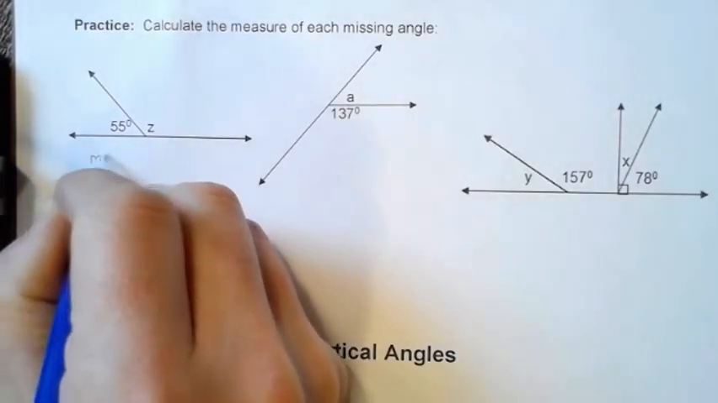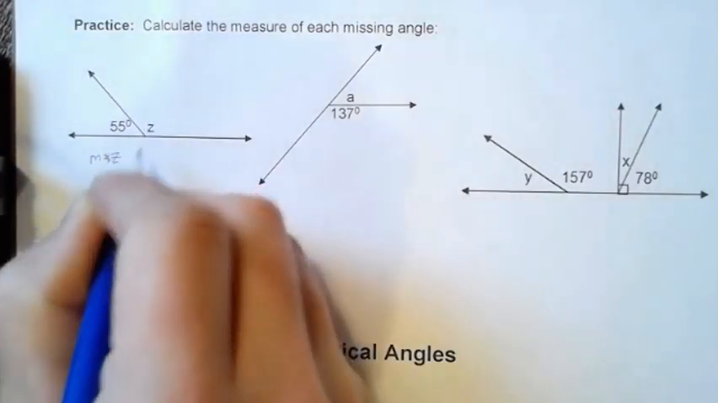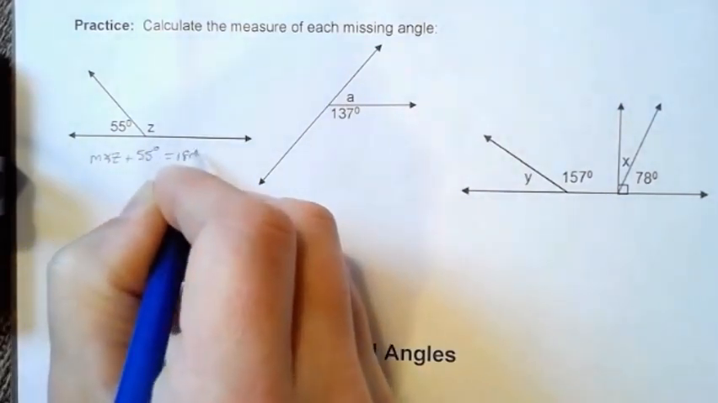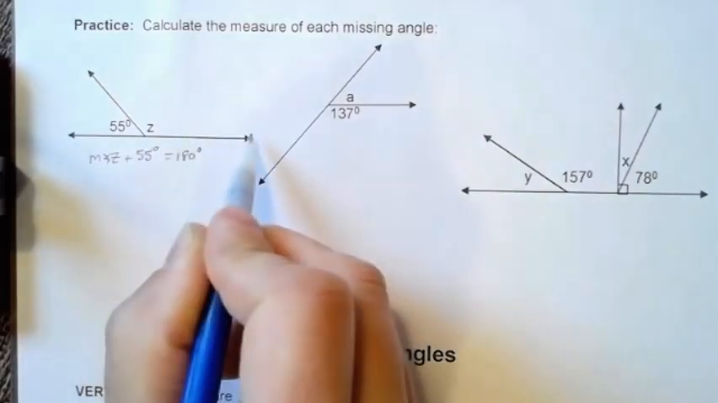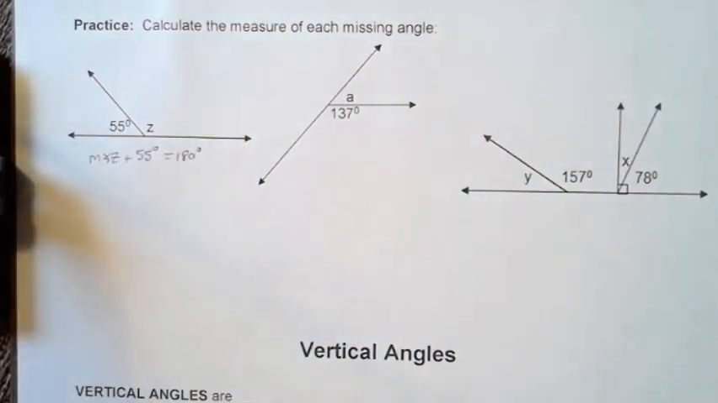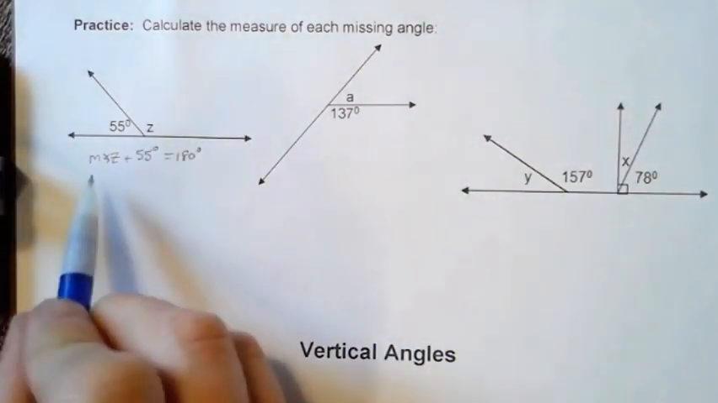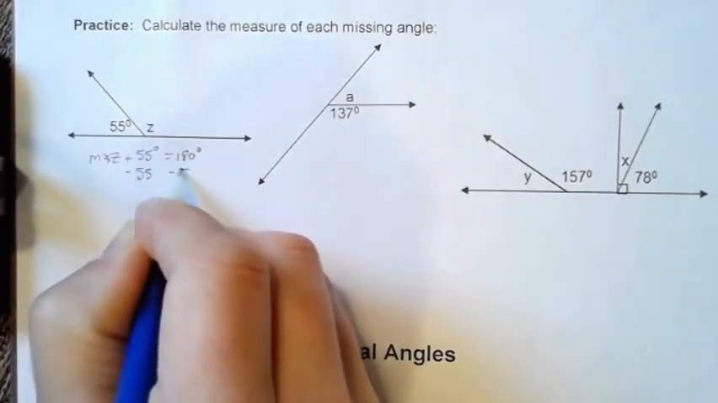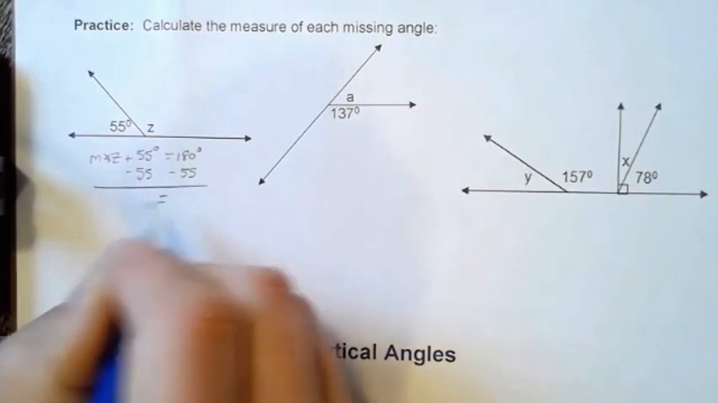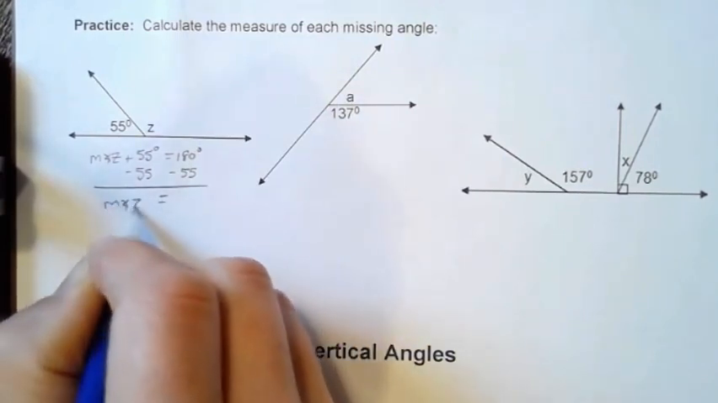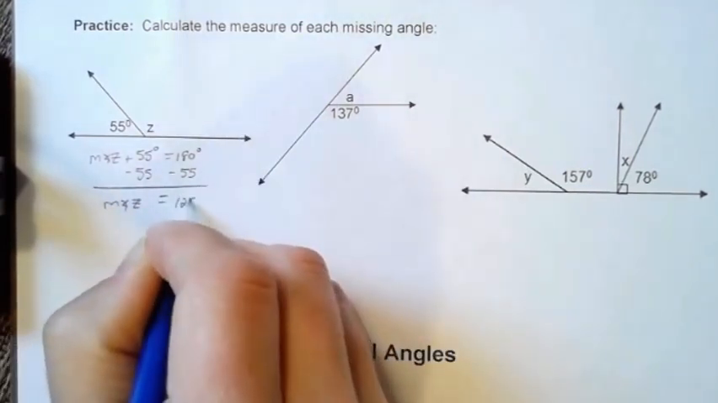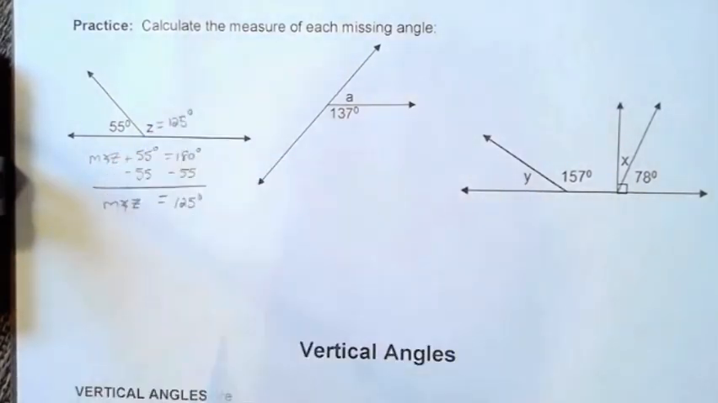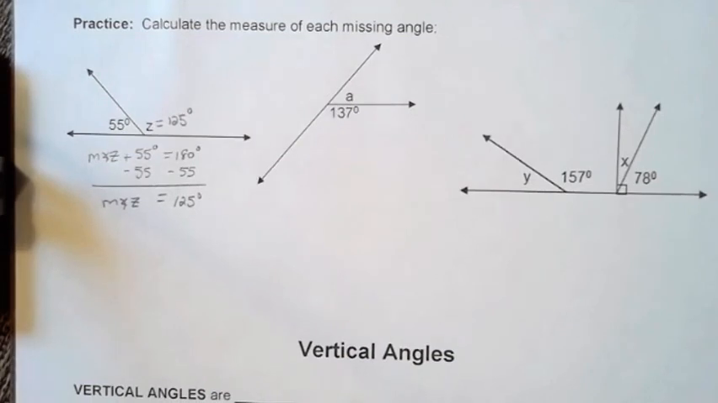So I can say that the measure of angle z, my unknown angle here, plus 55 degrees is equal to 180 degrees because all straight line angles are 180 degrees. To get the measure of angle z, then all I'm going to have to do is subtract 55 degrees from each side. And when I do that, that's going to tell me that the measure of angle z is going to be 125 degrees. This obtuse angle must be 125 degrees.